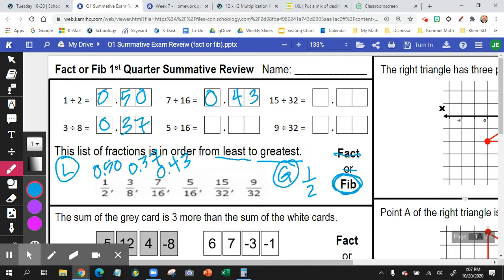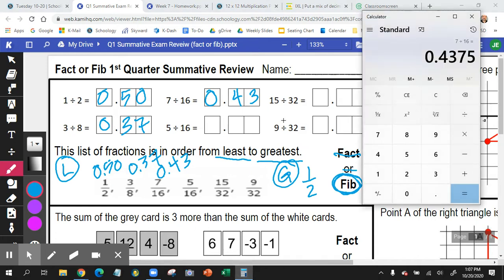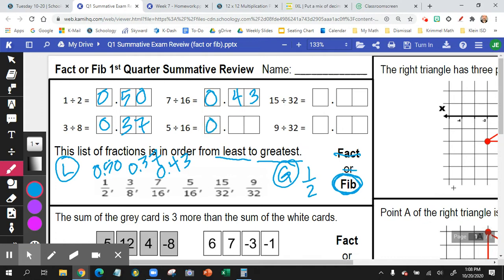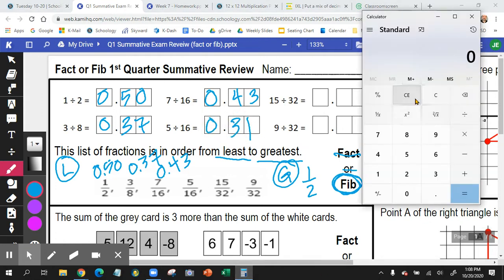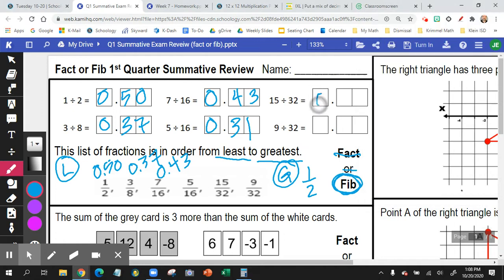The fact would have been we started with our smallest number, and let's check and see what that is. So we got 5 divided by 16. So that's 0.31. Then we got 15 divided by 32, 15 thirty-seconds, which is 0.46.